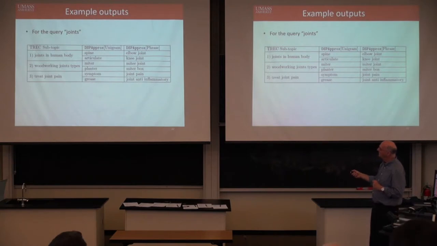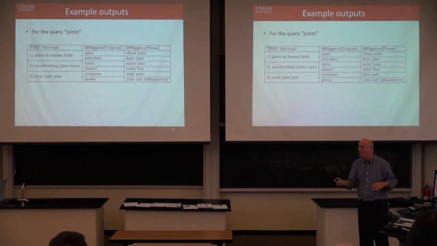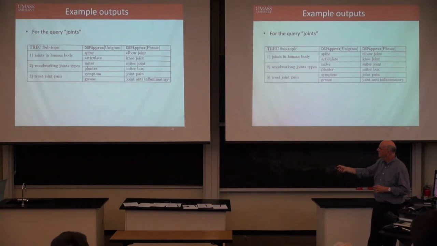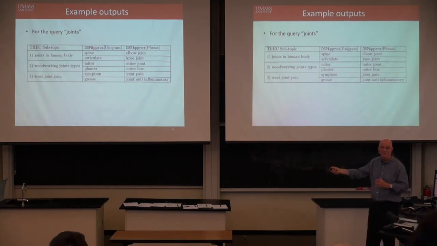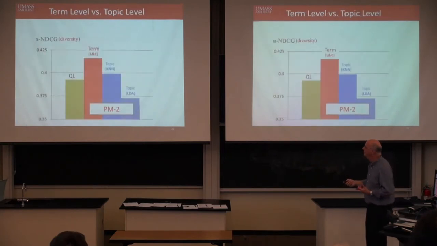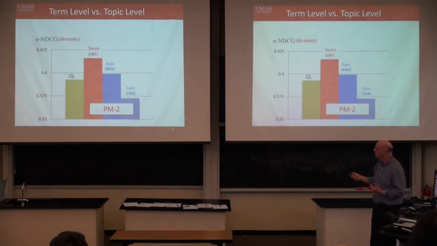And at the phrase level, it's sometimes easier to read: elbow joint, knee joint, mitre box, joint pain, joint and inflammatory. So these are some of the top summary terms. They're clearly related to those high level track aspects. So we generate these automatically, and what we're going to do is to diversify with respect to this list of phrases or words, rather than trying to infer what these high-level concepts are. We're basically saying, who cares what they are, let's diversify with respect to this stuff and see how well we do. And so this is the answer to that, how well we do.